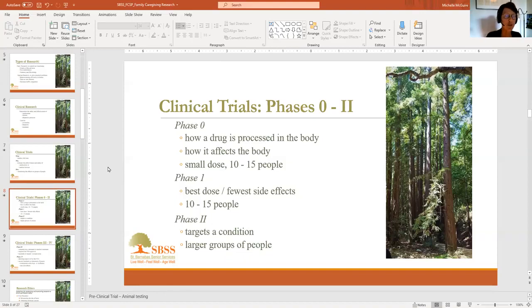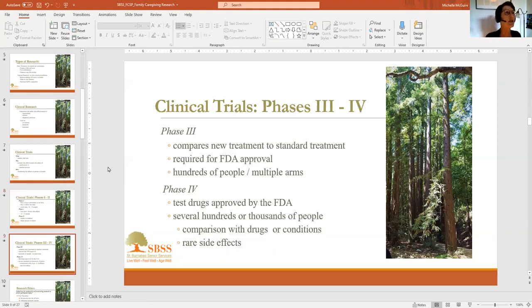Phase 2, you're looking at targeting a condition, and you're going to employ larger groups of people. Let's say you have a medication for diabetes. You may have 50 people in group A that get your new drug, 50 people in group B don't get the drug, for example. Very simplified example, but you get the point.